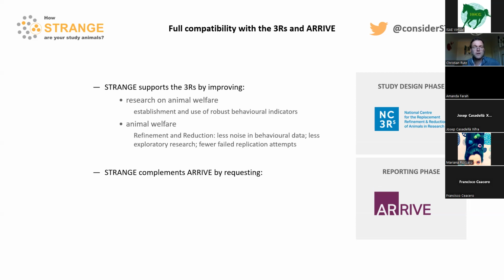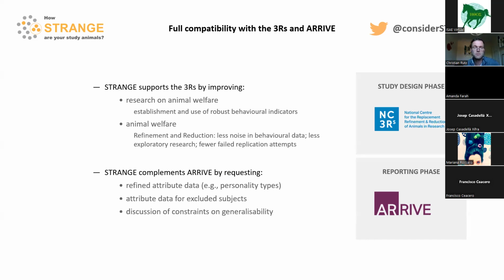On the reporting phase, STRANGE complements ARRIVE by requesting refined attribute data. I gave as an example personality types. Importantly, attribute data for excluded subjects, those that were in the original sample but then didn't make the cut for a variety of reasons because they didn't engage or they needed longer to engage and so on. And discussion of constraints on generalizability.